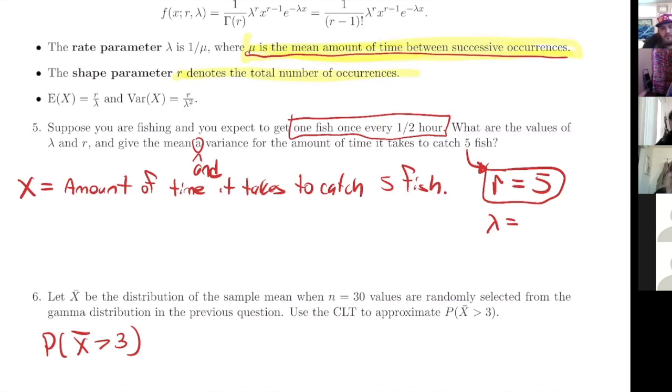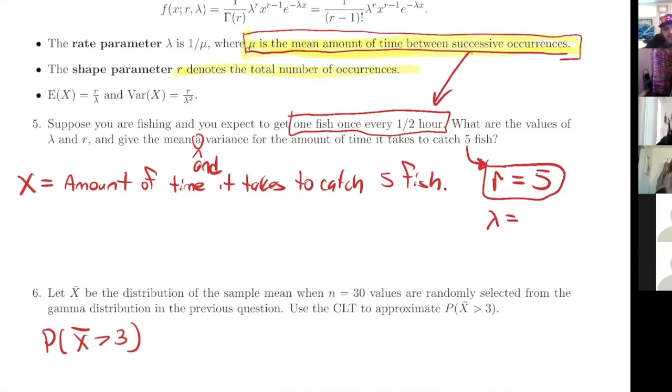Yeah, so if we catch one fish. I'm confused. Yeah, you're probably not alone. What questions? So mu is 30 minutes? Yeah, mu is going to equal the amount of time between successive occurrences. This is telling us we catch one fish every half hour. So I catch a fish, and probably the next fish I'm going to catch is on average taking another 30 minutes, right? And then I catch a fish, and it's going to take me on average half an hour to catch the next one.